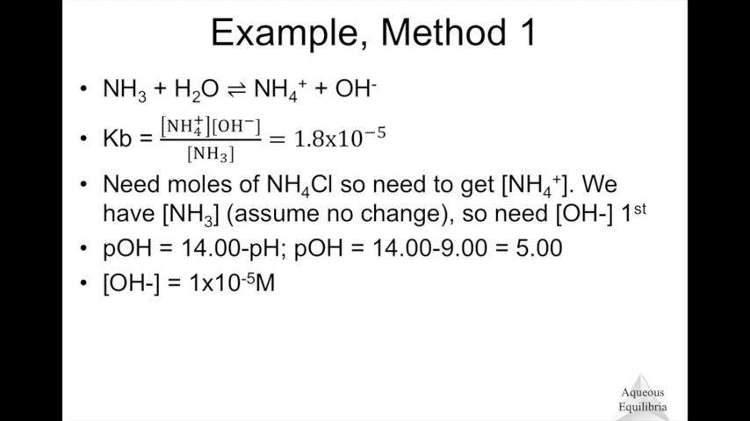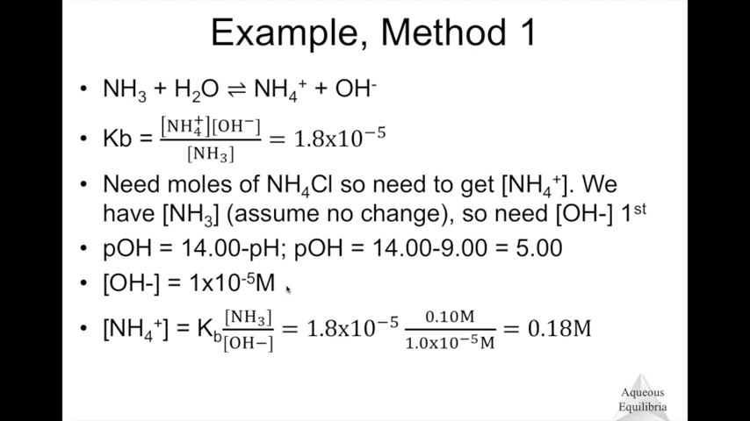That tells us that we're making a pH of 9, and since we know that pOH equals 14 minus the pH, pOH then would be 5. And so if the pOH is 5, the concentration of OH minus is 1 times 10 to the minus 5, so it's 1 times 10 to the negative pOH. So now we have the concentration of OH.